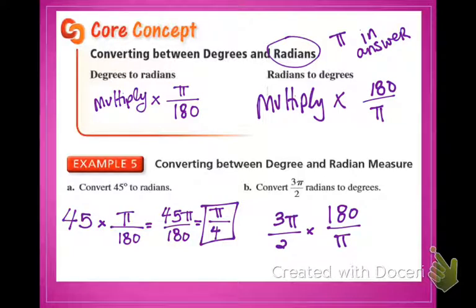I suggest that you do cross cancel. It makes your life easier. Pi's cancel out. Can 2 go into 180? Yes, how many times? 90. And then you multiply straight across. 3 times 90 is 270. And there's nothing on the bottom, so it's just 270.